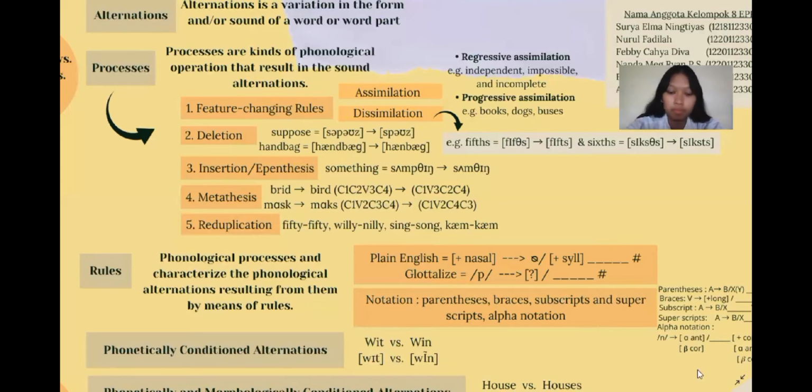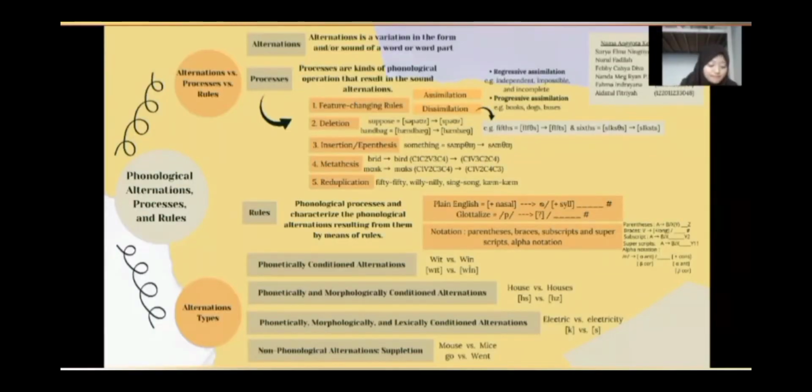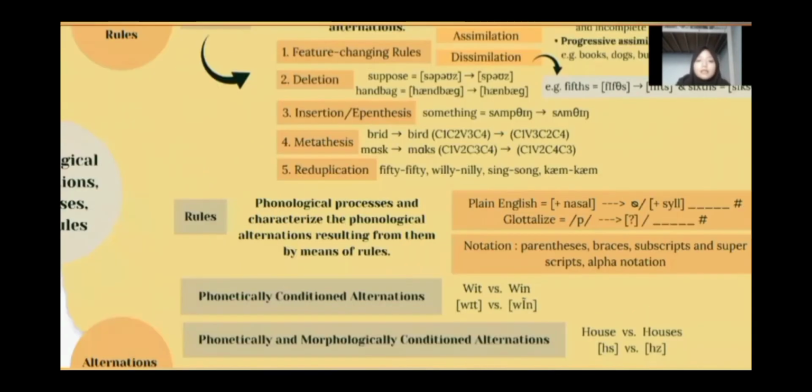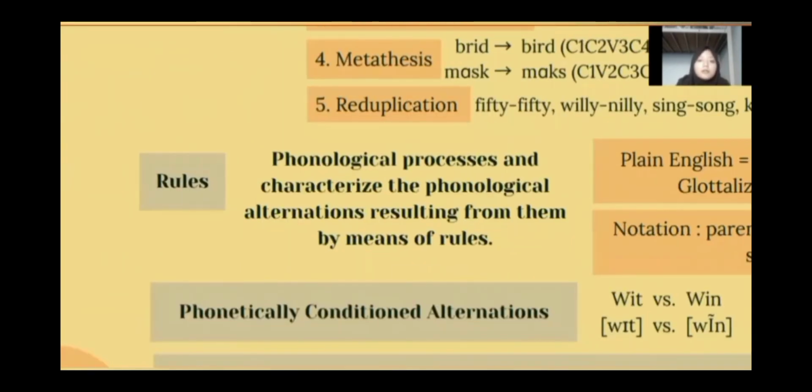Thank you. Okay, the next material will be delivered by me, Fahma Indrayana, with student number 041. Before we jump into the phonological materials, we should know the phonological processes and characterize the phonological alternation resulting from them by means of rules. Phonological rules are in the speech process, which happen naturally, can be understood by both speaker and listener, and show how speech sound patterns are made.